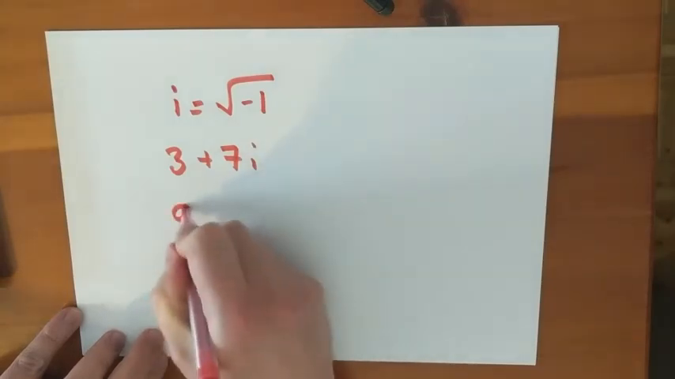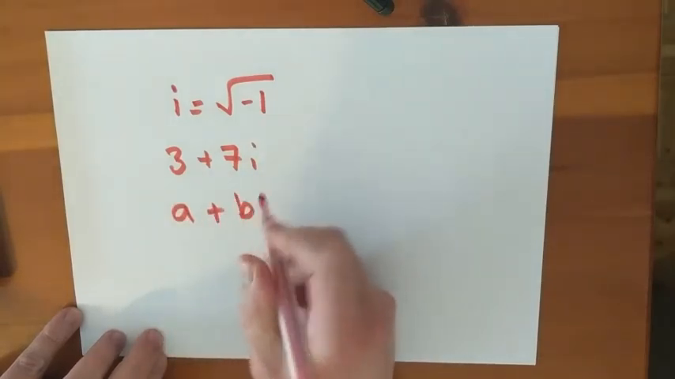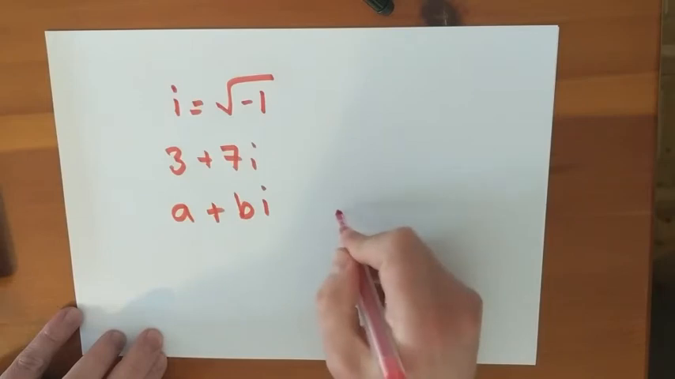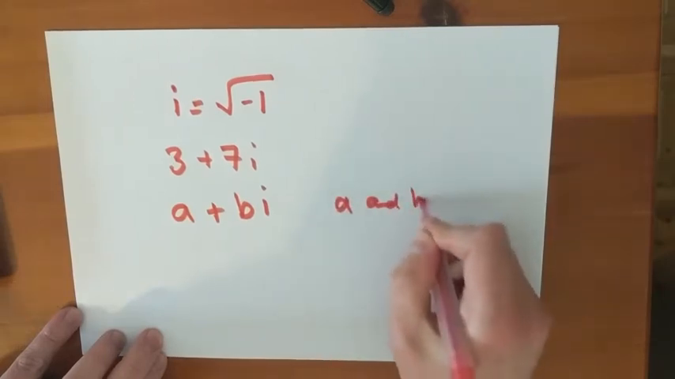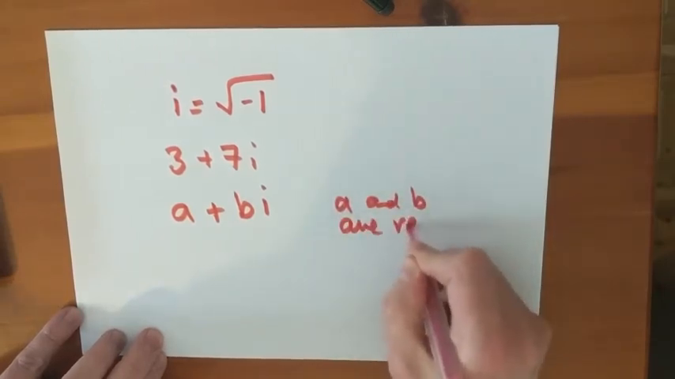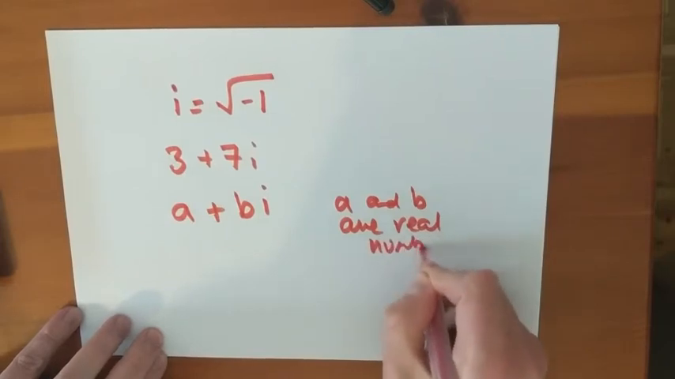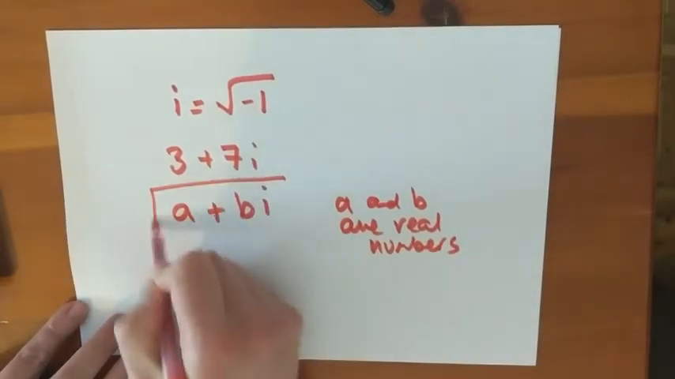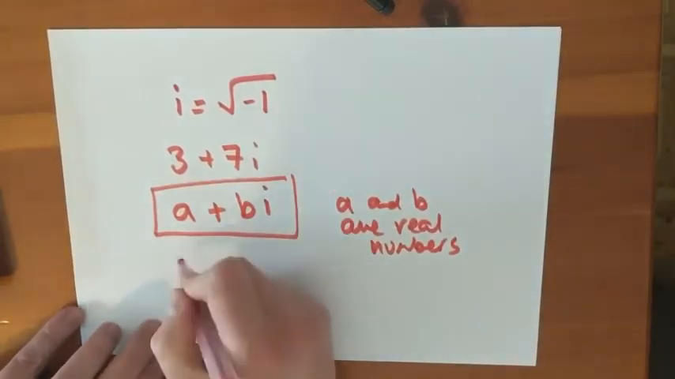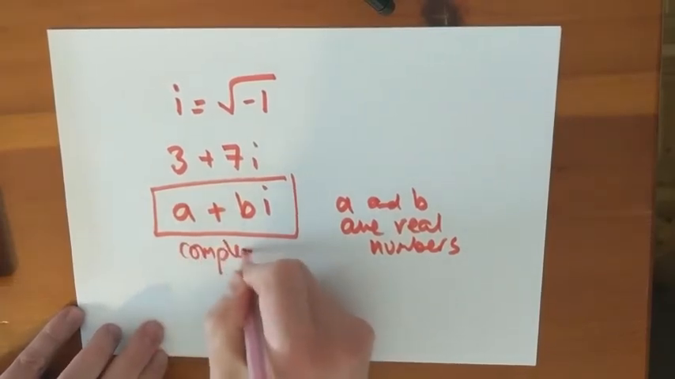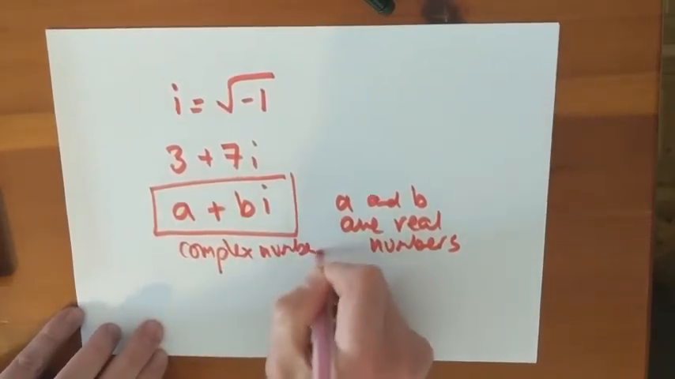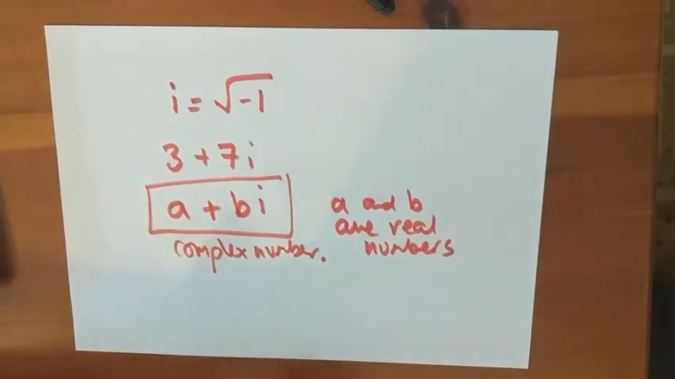So you basically have something which is this sort of style. It's a plus bi, where a and b are real numbers. But this together makes something which is a complex number. And this complex number can be used to solve problems. It can be solutions to equations, can have complex roots. You can have all sorts of different things, and you can work with them just like other numbers.